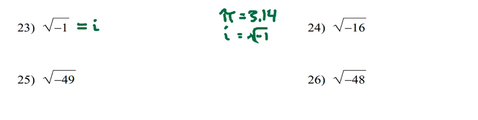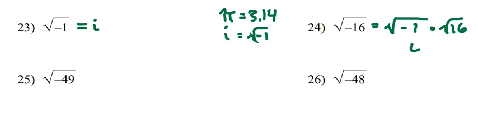So when you get to number 24, we can separate that into the square root of negative 1 times the square root of 16. We know the square root of 16 is 4, and we also know the square root of negative 1 is i. So the square root of negative 16 is 4i.